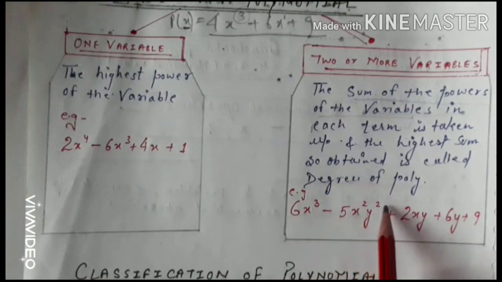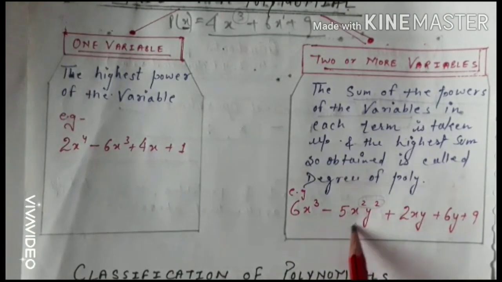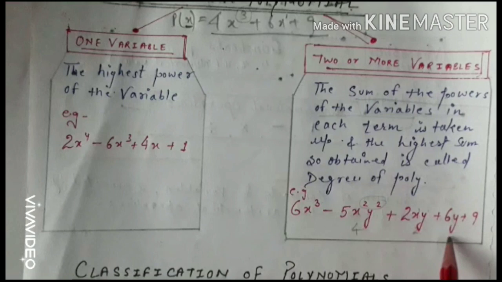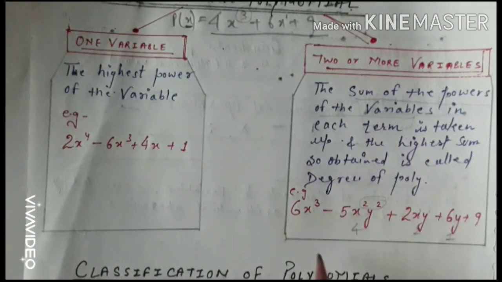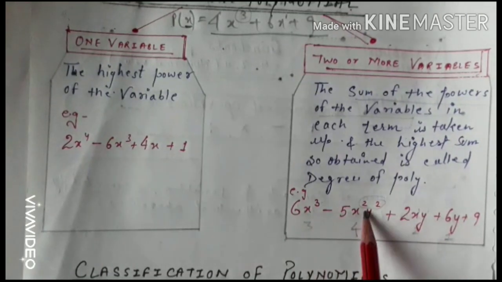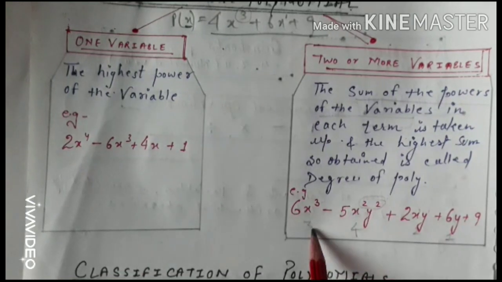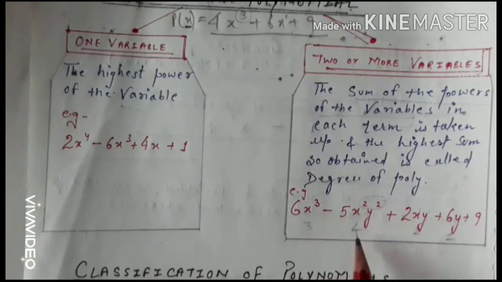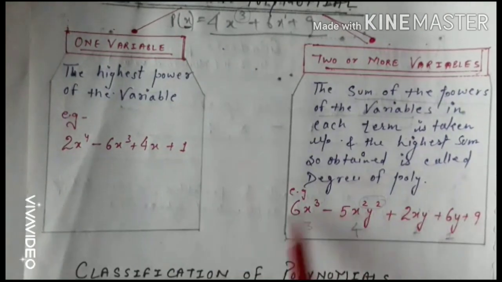So the power will be 3. Here 5x square y square. When we add these two powers, we get 4. And when it is x power 1, y power 1, it becomes 2. And here only y, that is 1. And here 3. That means the highest power is 4. That means the degree of this polynomial will be 4. Firstly you have to add up all the powers of each term. Here only one variable, so it is x power 3. Here x square and y square, that means 4. Here x power 1 and y power 1, on adding these become 2. The highest power is 4. So the degree of this polynomial will be 4.